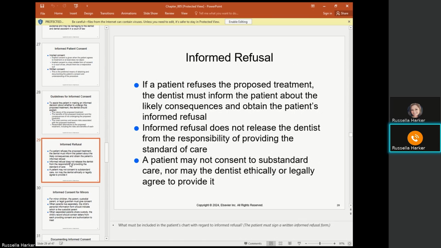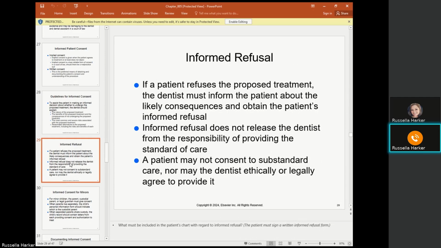informed refusal. So let's say a patient comes in and they don't want to have x-rays and they haven't had x-rays in over a year, and we know that that is the standard. That is what the doctor is going to recommend, that they have the 2 bite wings or the 4 bite wings taken in the posterior region. The patient has the right to refuse that treatment, but they have to know the consequences of refusing the treatment, and we need to have an informed refusal signed.